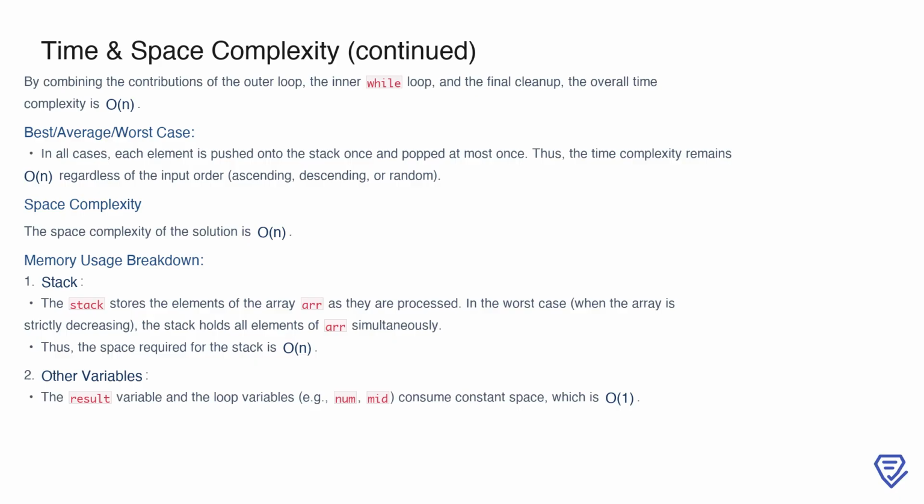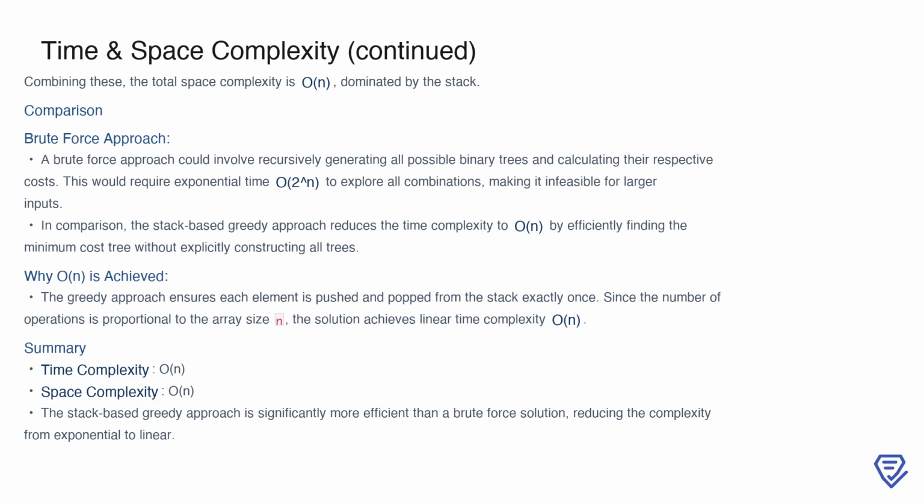The primary contributor here is the stack, which temporarily stores elements from the array as they are processed. In the worst-case scenario, such as when the array is strictly decreasing, the stack will hold all n elements at once. Aside from the stack, the algorithm uses only a constant amount of memory for variables like the result and loop counters, which is O(1). When we combine these factors, the overall space complexity of the solution is O(n), dominated by the stack.